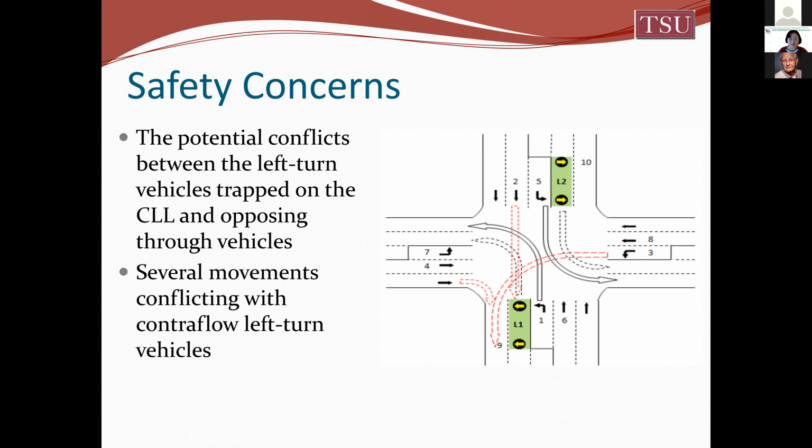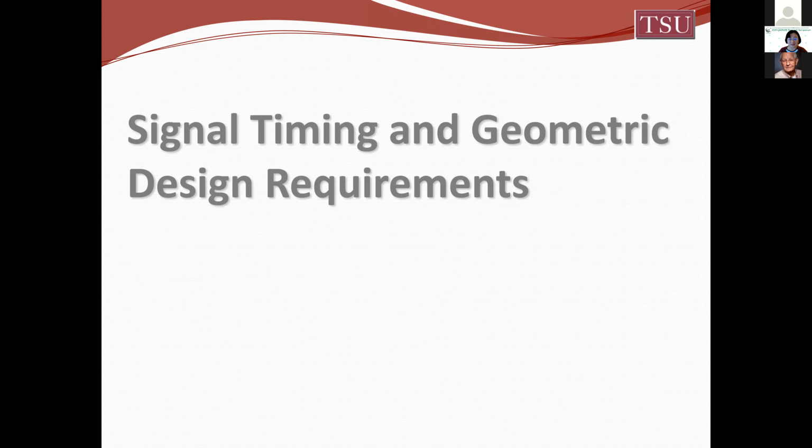So that's why this design has not been used in this country. What I want to say today is, if we design this carefully, if we consider all these kinds of risks and put in enough time and enough countermeasures, this kind of risk can be mitigated. So this new design could also be a very cost-effective solution for reducing congestion at intersections, especially at intersections with a high left-turn demand. Okay, so let's talk about the signal timing and the geometric design requirements for this new design.